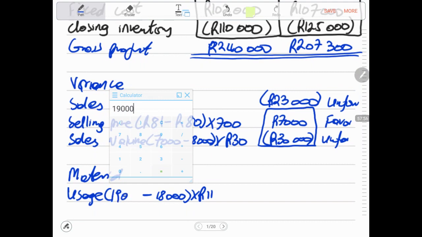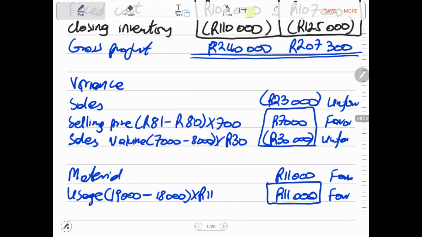So now the company is supposed to have used 19,000 kgs, but they used 18,000. So this variance will definitely be a favorable variance. If we multiply this by 11, it will give us 11,000, and this variance is favorable. So I'll record that 11,000 here on top as a favorable variance. So the total of this variance is still favorable.